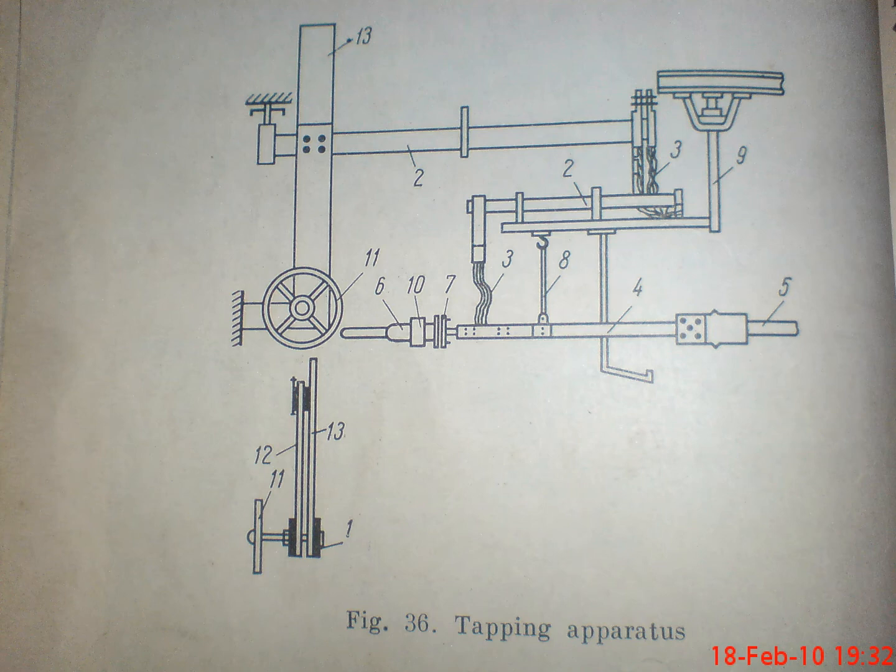My dear friends, this is the electrical tapping apparatus used, but nowadays most of the ferroalloy furnace producers use oxygen lancing to open the tap hole because of the ease of working.